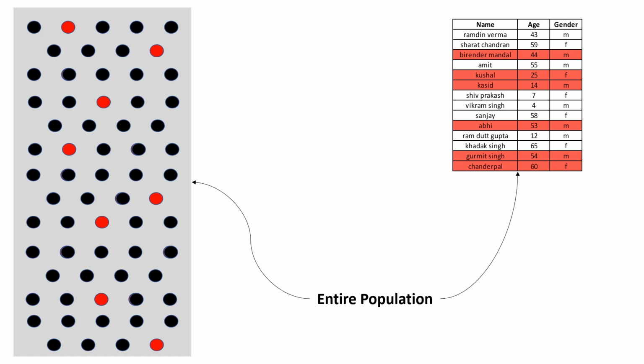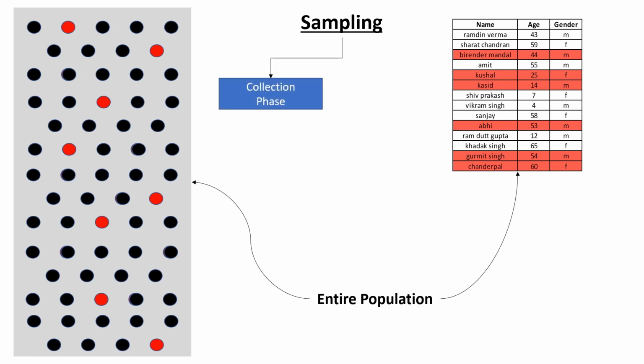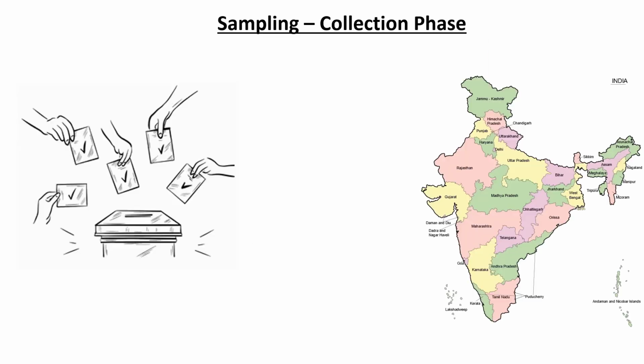Now assume that a subset of the entire population is selected for analysis purposes. The selected subset is represented using red color. The process of selecting a subset of the dataset is called sampling, and the selected subset is called a sample. Sampling can be done in two main situations. First is the collection phase, and second is the processing requirements phase.